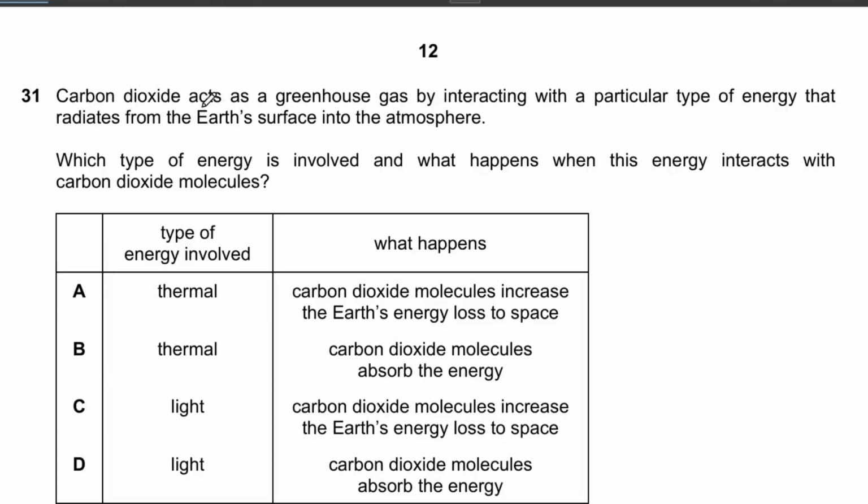Question 31. Carbon dioxide acts as a greenhouse gas by interacting with a particular type of energy that radiates from the Earth's surface into the atmosphere. Which type of energy is involved, and what happens when the energy interacts with carbon dioxide molecules? So the type of energy obviously is thermal, and then what happens? Carbon dioxide molecules increase the Earth's energy lost to space. No. Carbon dioxide molecules absorb the energy, yes, therefore making the Earth warmer. So the answer is B.